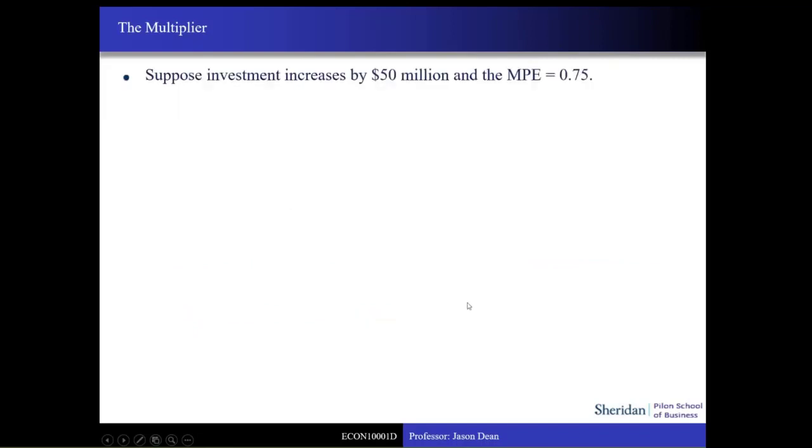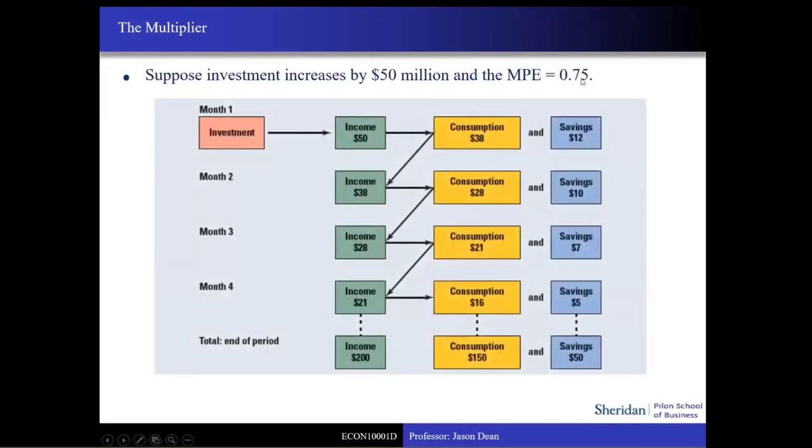Let's suppose investment increases by 50 million and the marginal propensity to expend is 0.75. So let's think of different months. The first month we have the investment. We're thinking here of $50 million being spent on, say, a new road or highway. All that's going to become income to people, the construction firm, the workers, whatever the factors of production were responsible for making the highway or road. They're going to get income of $50 million.